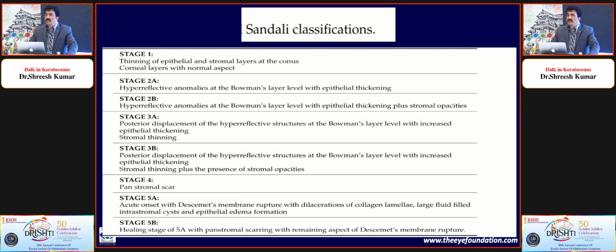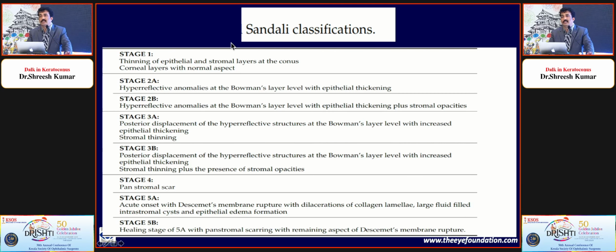So, a thorough preoperative evaluation of these patients is very important. It can be a slit lamp examination or anterior segment OCT examination. There is a classification based on the anterior segment OCT classification. This actually classifies keratoconus into 5 stages.